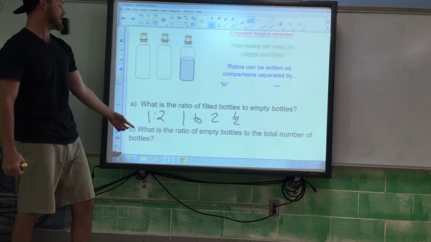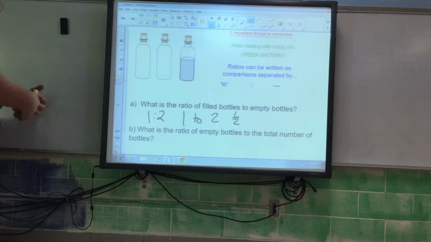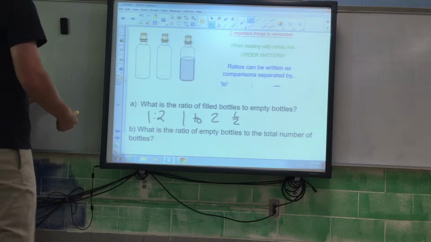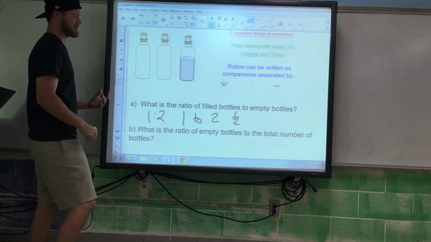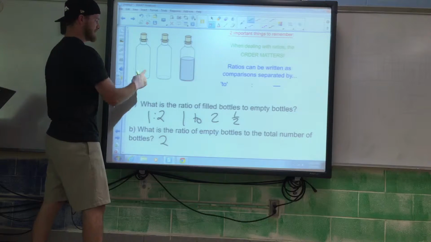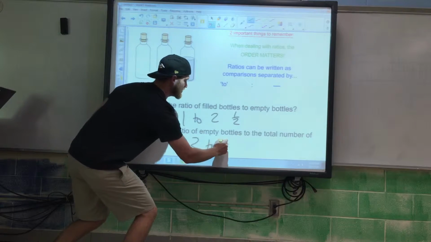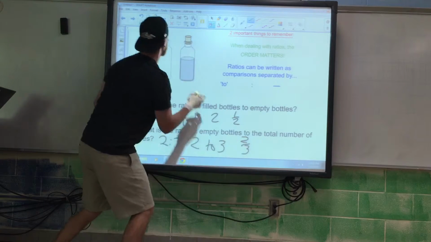Again, down here, what is the ratio of empty bottles to the total number of bottles? Now, this is a part-to-whole ratio. So, how many empty bottles do we have? 2. How many total bottles do we have? 1, 2, 3. It would be 2 to 3, 2:3, or 2 over 3. Let's move on.